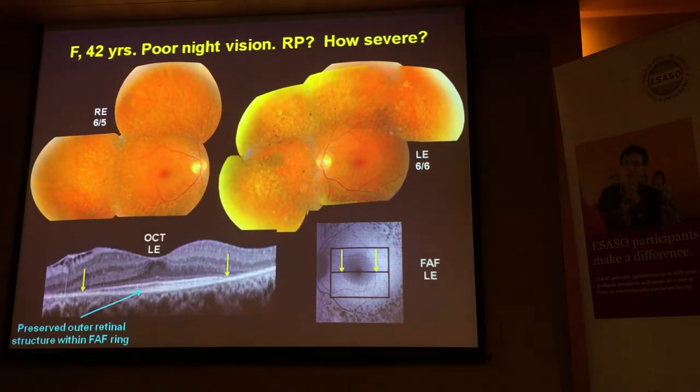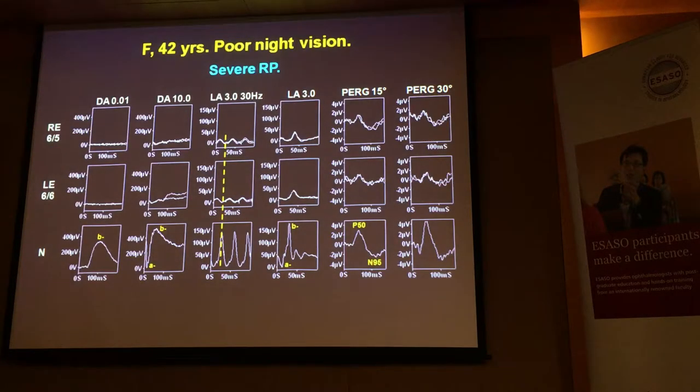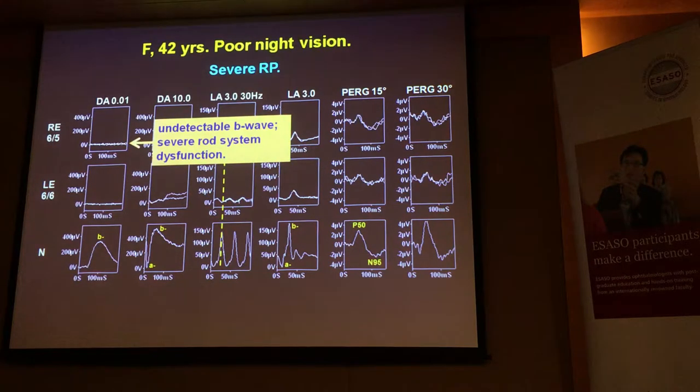And that's been now confirmed by SD-OCT, where you see preservation of the outer retinal structures within the ring. Doesn't say they work, but in this instance they do. So that's a preserved structure, and then outside of the ring, outer retinal structures are lost. So this demonstrates anatomically what we check functionally. Now, it's actually very severe disease. When we look at the rod-specific ERG, it's completely undetectable. So we've got severe rod system dysfunction.